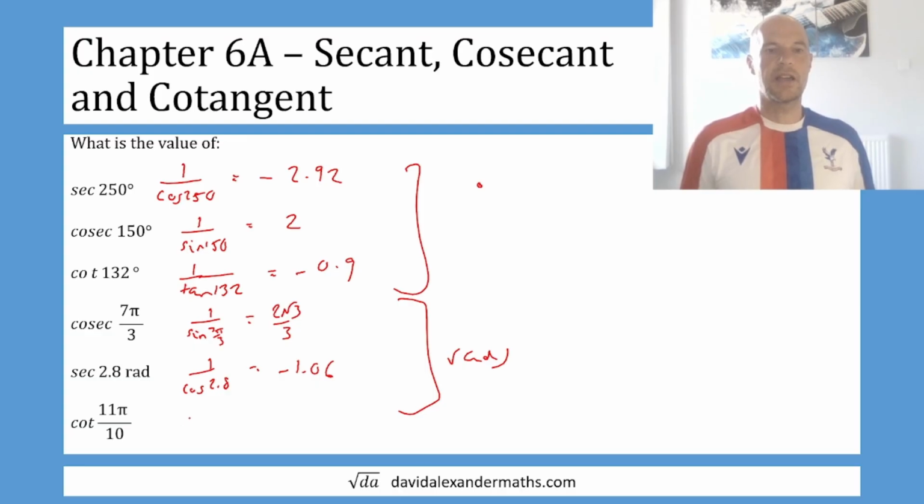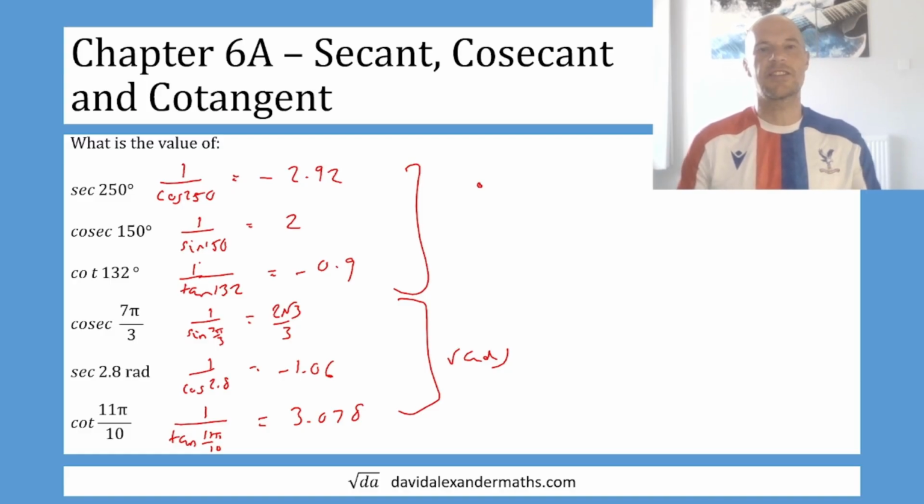And cot of 11 pi over 10, that's the same as 1 over the tan of 11 pi over 10. Again, it's not the tan of 10 over 11 pi or anything like that. So that is 3.078. Okay, what I tend to do with these is, for the first one, just type into my calculator cos 250 equals, and then just do 1 divide by answer equals. I just find setting up fractions and having to do all the brackets with the angles a bit of a pain. Just my particular shortcut, but you can do it any way you like, as long as you're arriving at the correct answers.